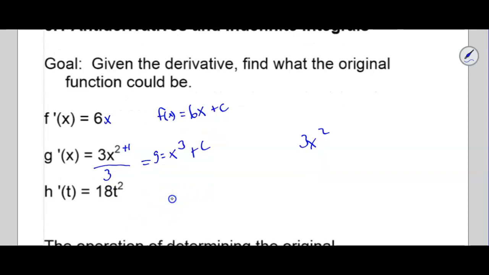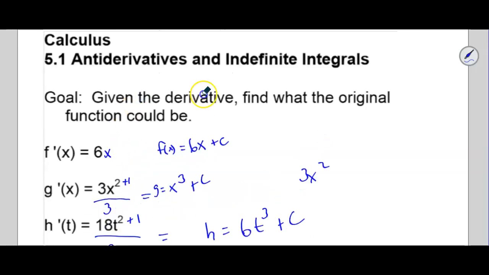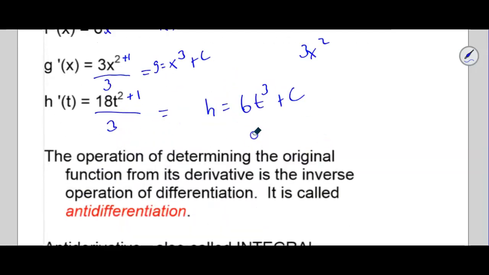Again, look at h of t. H prime of t is a derivative. You want to undo the derivative, so again, add 1, and then you would divide by 3 because 2 plus 1 is 3. So the original h is really 18 divided by 3, which is 6, t cubed plus c. Because 3 times 6 is 18, and then you reduce by 1. That's how you get the derivative. You're doing integrals or antiderivatives, so we're basically undoing derivatives.